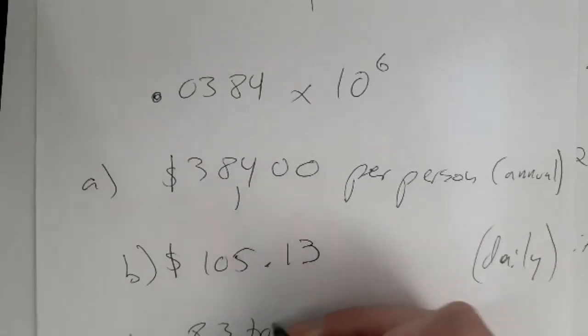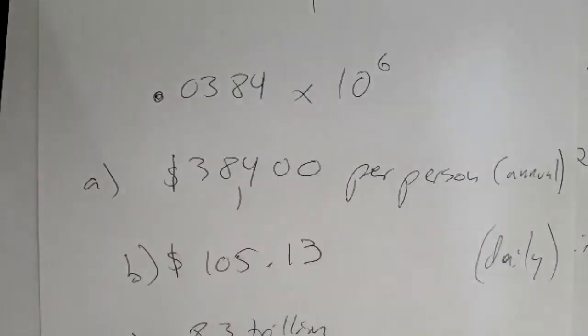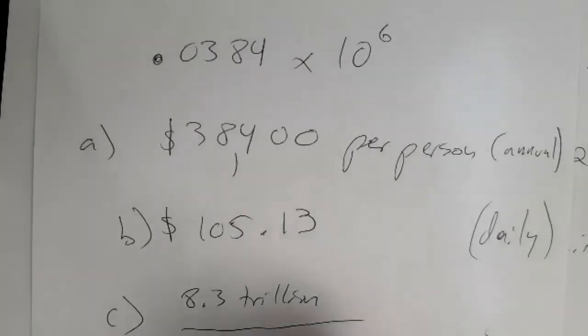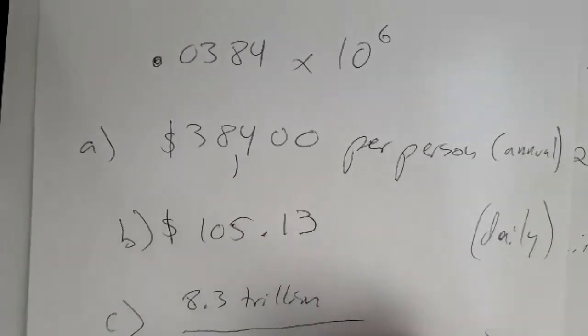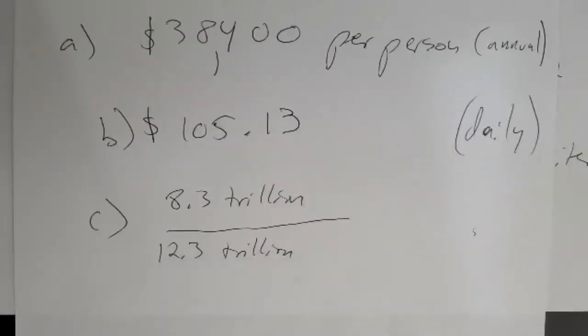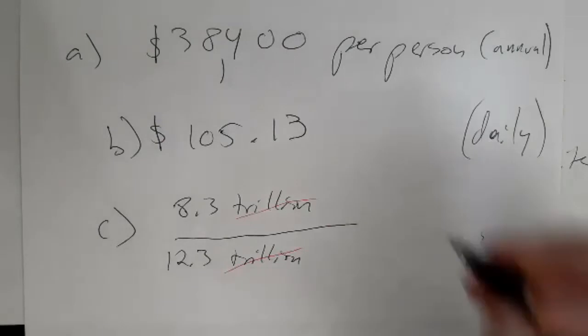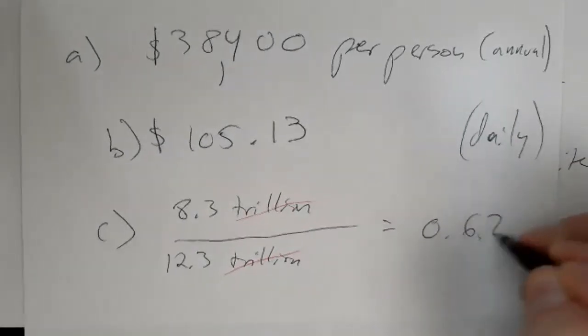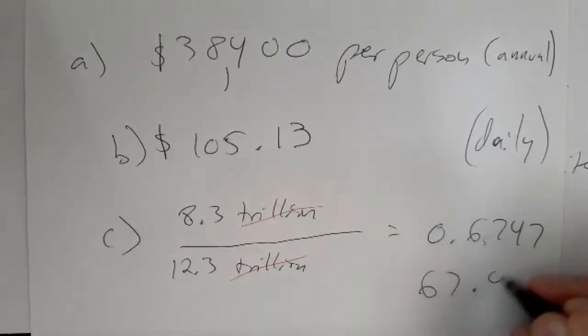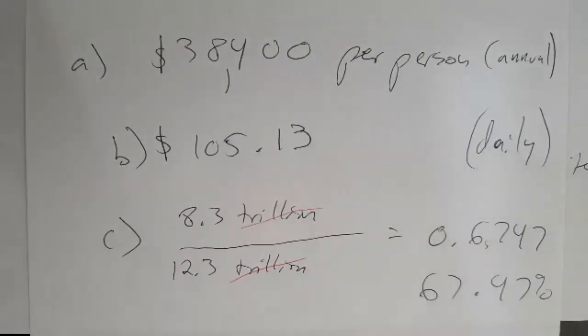So we're comparing 8.3 trillion to all the money spent, which is 12.3 trillion. I wrote trillion in a really lazy way, but if these are both trillion, I really don't have to worry about the trillion being there. I just have to worry about the 8.3 over the 12.3. That's like 0.6747. 67.47% of the money being spent is being spent on services.